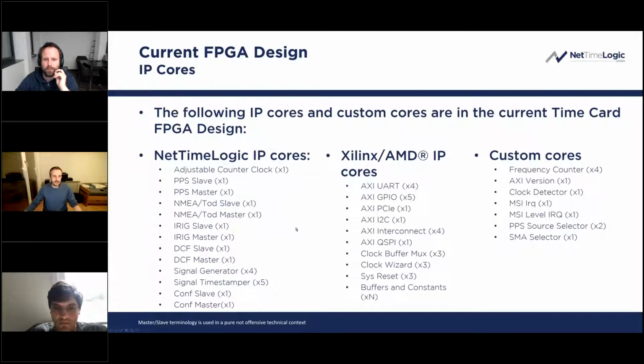Yeah, for completeness, here just a short overview of what IP cores are all in the design. On the left side, you can see all the IP cores from NetTimeLogic, and here also how many times they are instantiated. For example, there are 5 timestampers instantiated. In the middle, we have all the cores from Xilinx, so UART adapters, GPIO, PCI Express bridge, stuff like that. And on the right side, we have also the custom cores, which are instantiated in the design.